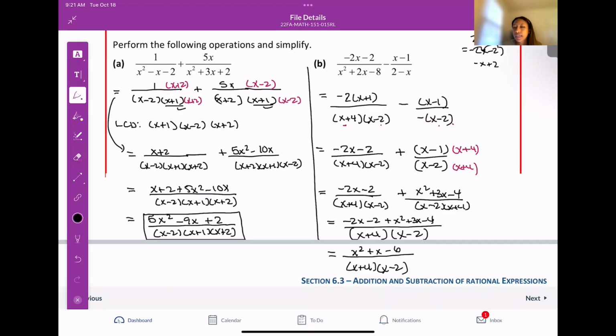Now, at this point, x squared plus x minus 6 actually does factor. That factors to (x plus 3)(x minus 2). So this one can be simplified a little bit more. This is (x plus 3)(x minus 2) over (x plus 4)(x minus 2). The x minus 2's cancel, and our final answer for our final problem of the day is x plus 3 over x plus 4. Ta-da!